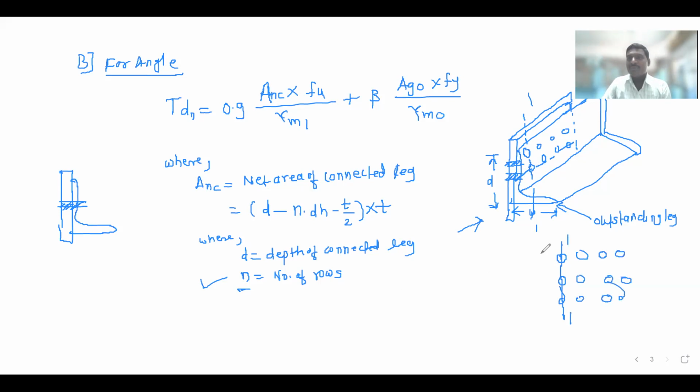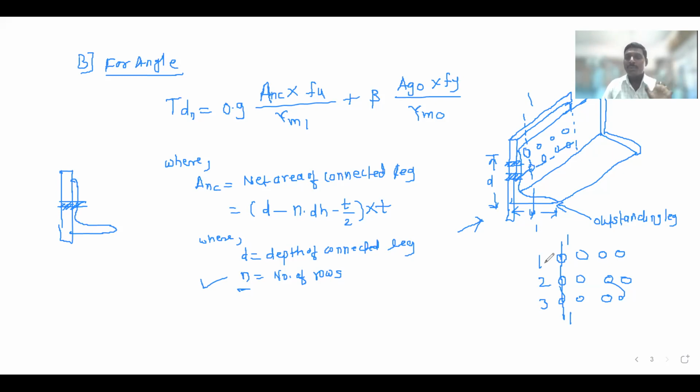We are taking a section in one row, so how many bolts are we cutting under the cross section? That is n. It means this is one row, this is the second row, and this is the third row. So here n is equal to how much? 3. Are you getting?